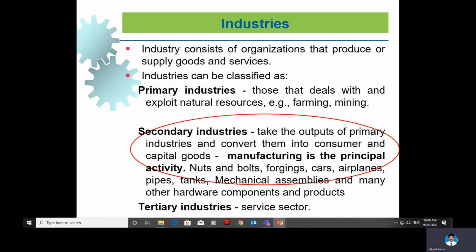In manufacturing, basically they use the outputs of the primary industries. For example, iron produced from iron industries. That iron is used by the manufacturing industries to produce nuts and bolts, cars, airplanes, pipes, tanks, etc. The iron is produced from a primary industry, and this iron is converted into a particular product by a secondary industry using a manufacturing process. Tertiary industries are generally related to service sectors.